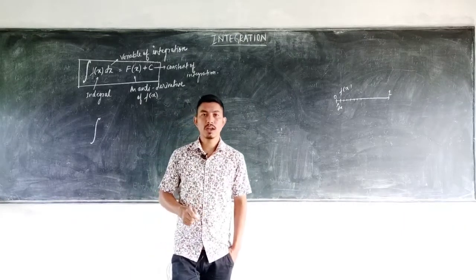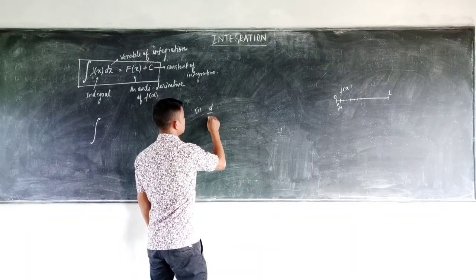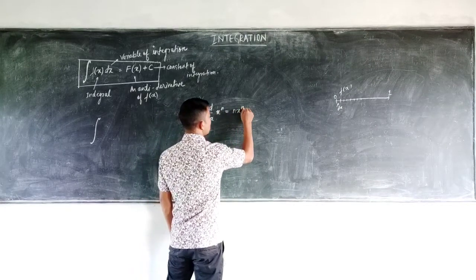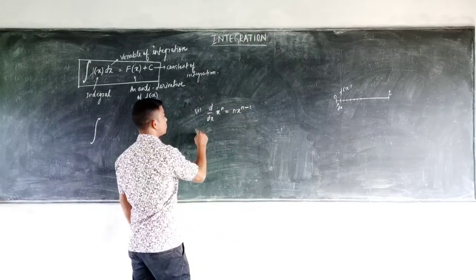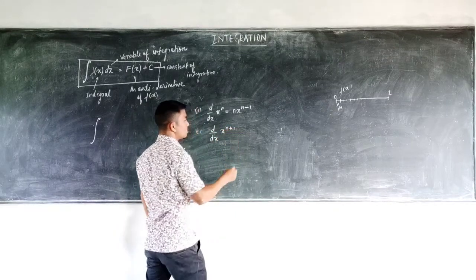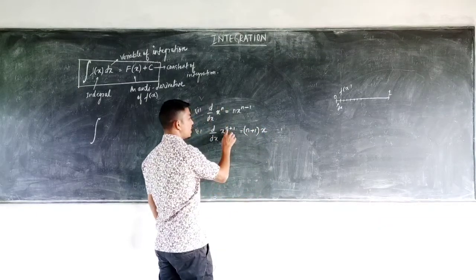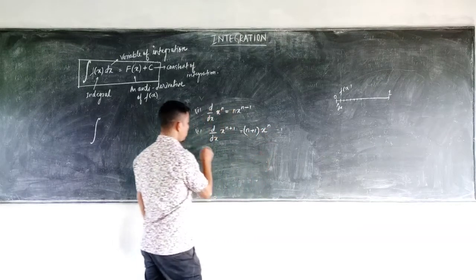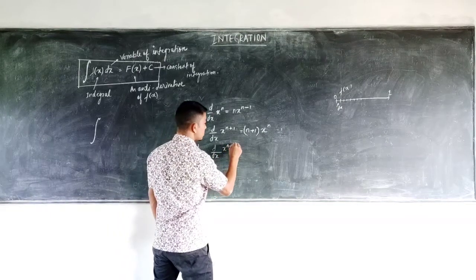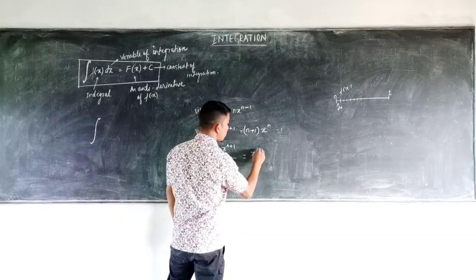Now we will understand why it is known as the inverse of differentiation. The first formula we had in differentiation was d by dx of x to the power n, which equals n into x to the power n minus 1. Now if I find d by dx of x to the power n plus 1, this will simply be n plus 1 into x to the power n plus 1 minus 1, which gives n. Or simply I can write d by dx of x to the power n plus 1 divided by n plus 1 equals x to the power n.